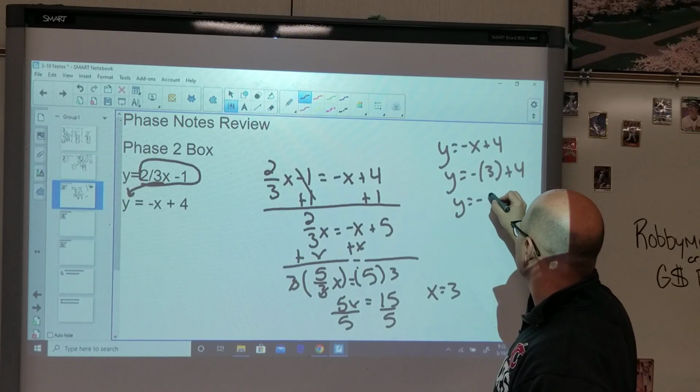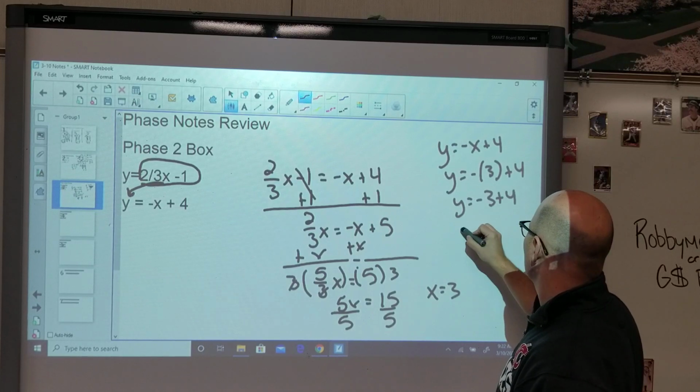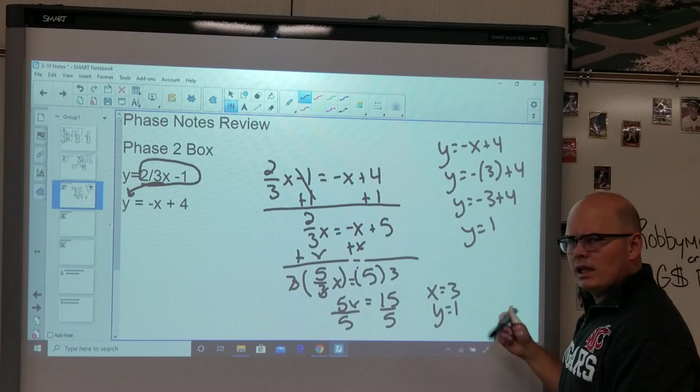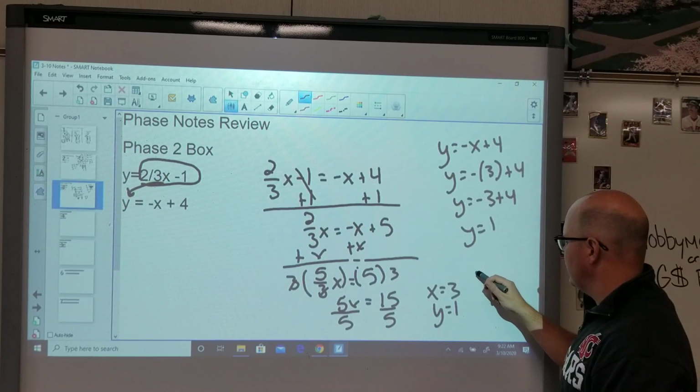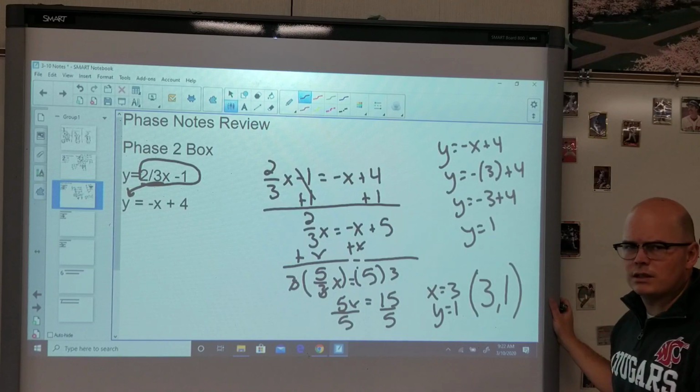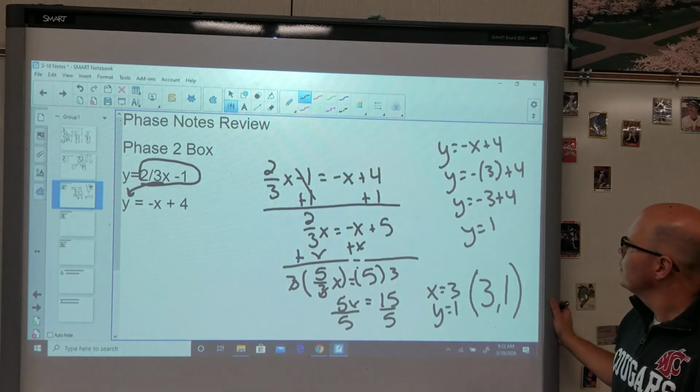y is equal to negative 3 plus 4, which would be equal to 1. So I can leave my answer as y equals 1, or it helps if I also write the coordinate set, because it's expressed that way a lot of times. Okay?